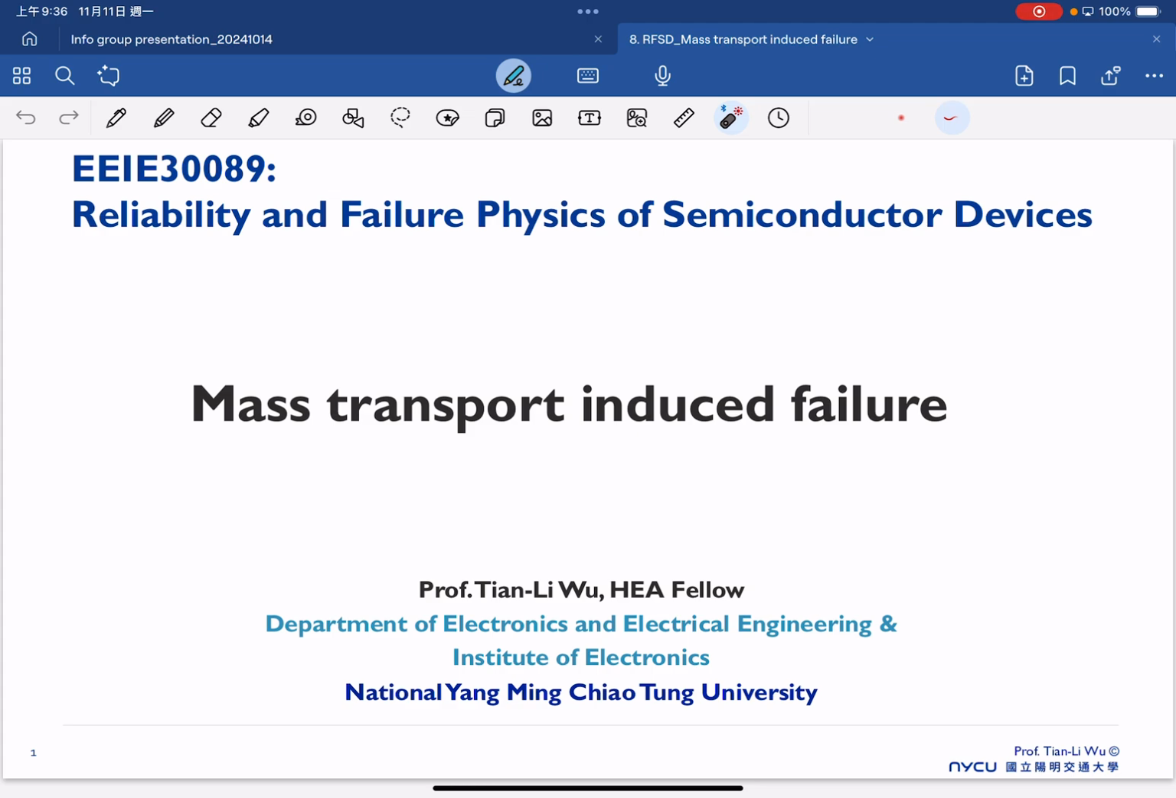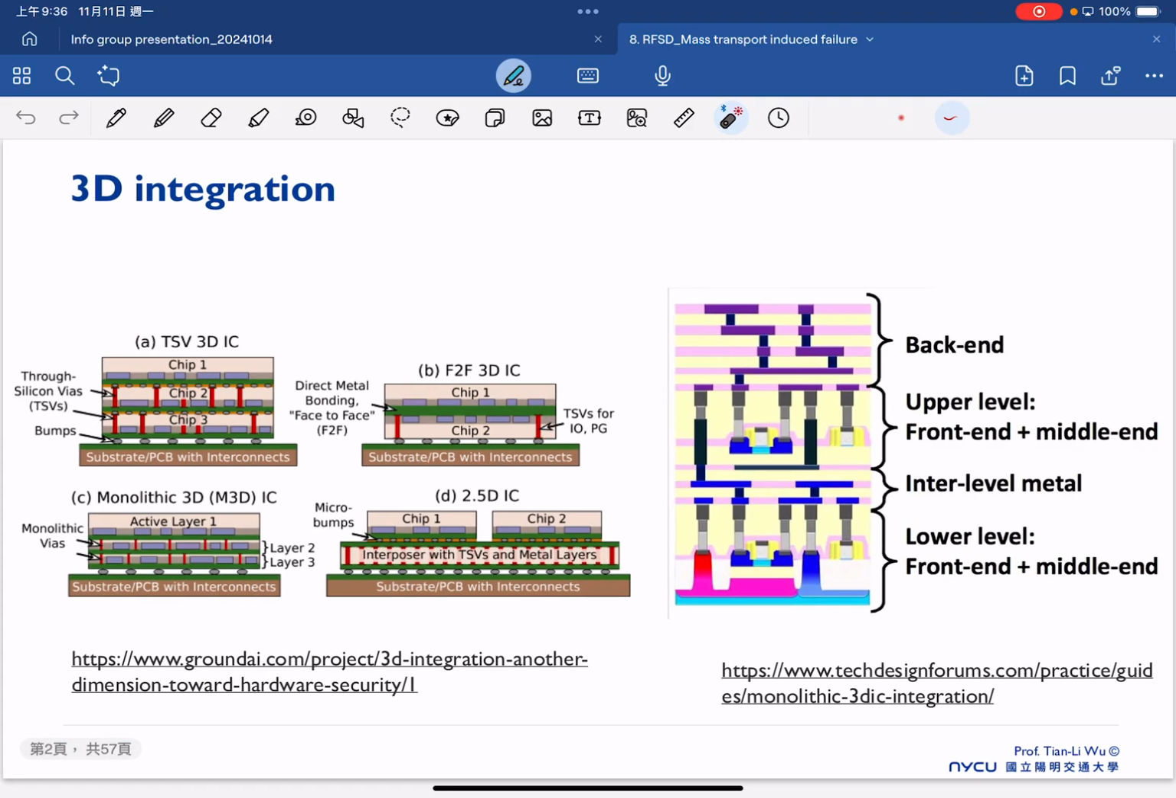And this is very important recently, because it's a well-known technology trend that we need to move from planar integration to vertical integration. One of the ways we can do vertical integration is by using 3D integrations. So far there are several different approaches to 3D integrations. The first one is TSV 3D IC integration.